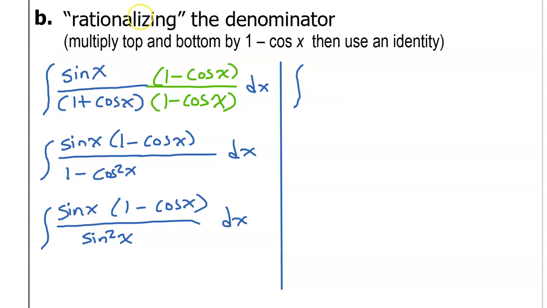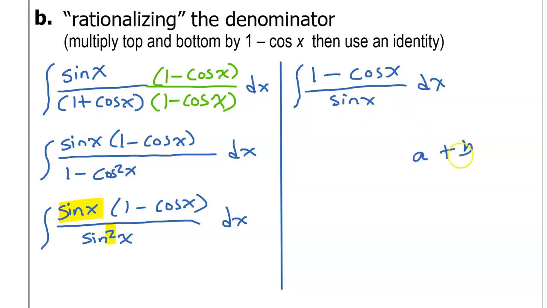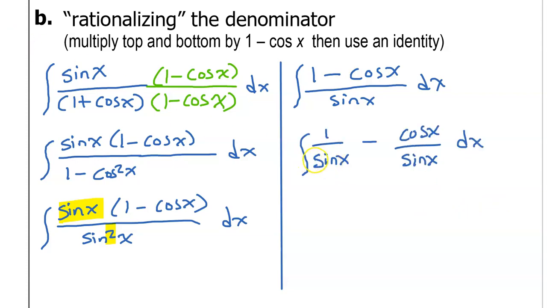Next, the sine x that's right here will cancel out one of the sine x's from the denominator. So that's going to leave us with 1 minus cosine x over sine x dx. Now we would use the a plus b over c rule, which tells us that we can rewrite this as a over c plus b over c. So that gives us this so far.